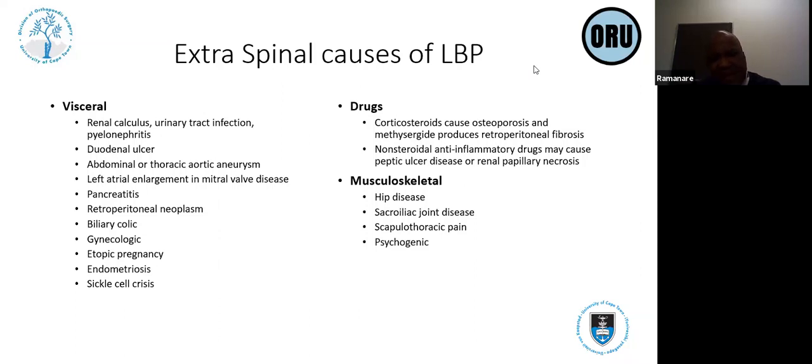Sickle cell crisis can manifest with spinal pain. When you're looking at drugs specifically, NSAIDs will give you a peptic ulcer, and your steroids, by leading to osteoporosis, can cause spinal fractures. Looking at musculoskeletal, don't get caught out by the hip.